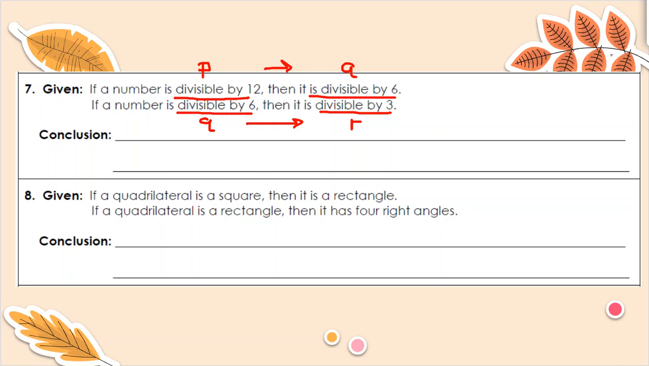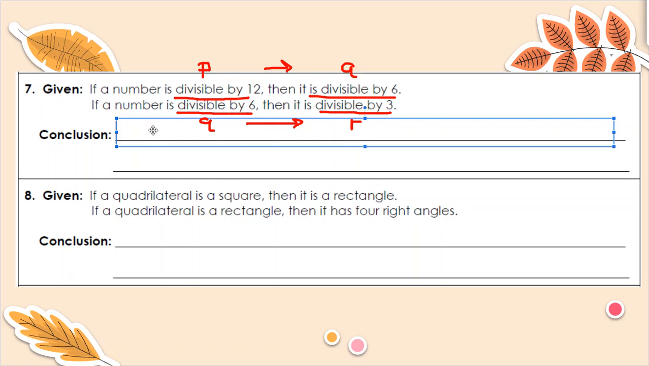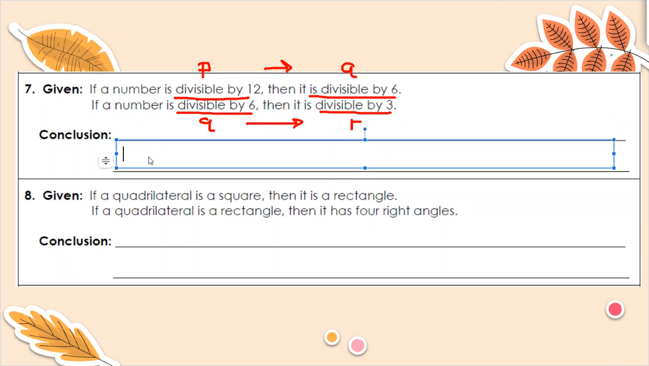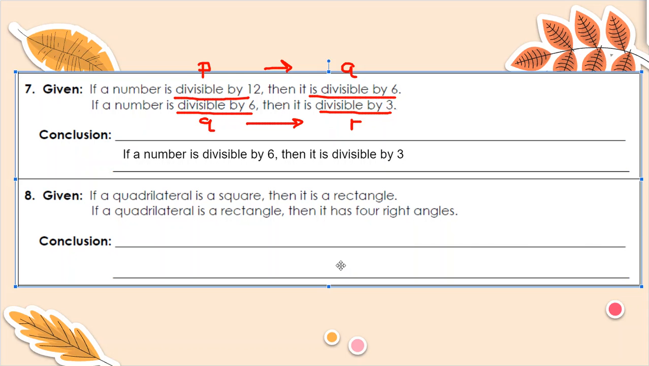So we have a valid law of syllogism, or we can apply the law of syllogism and draw the conclusion that therefore, if a number is divisible by 12, then it is divisible by 3. So if P, then R. Okay? Try number 8 on your own really quick. Pause this if you need to.